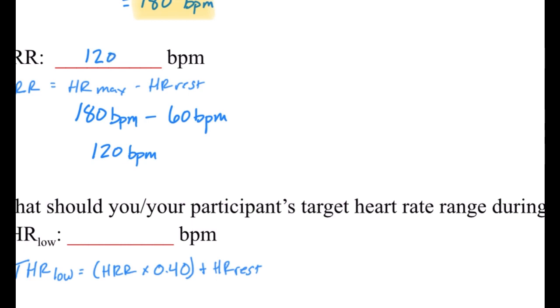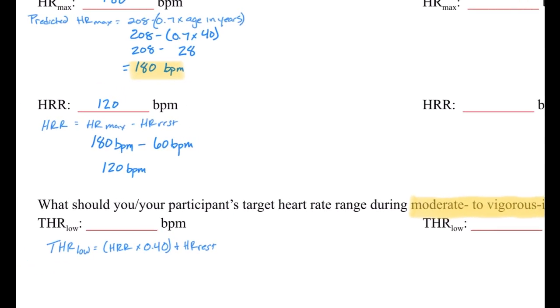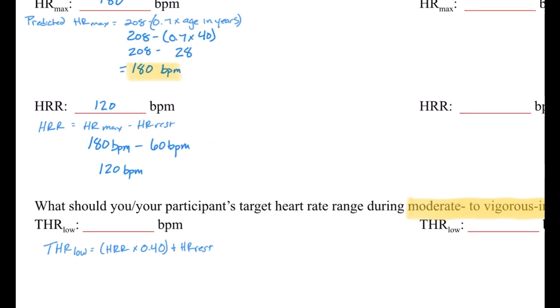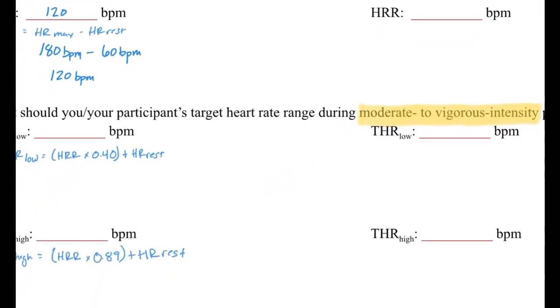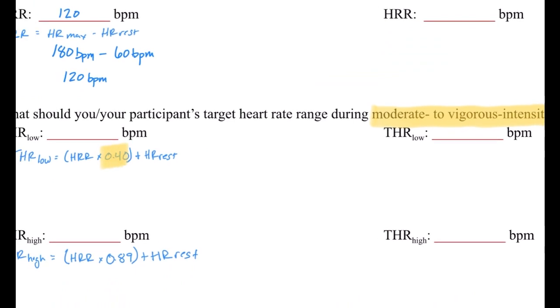All right, next up, this is where we're starting to calculate that target heart rate range, and we're going to start with the low end. Remember up here at the top, I said for moderate to vigorous intensity exercise, we're going to use the 40% value. And so I put that 40% value right here. So my equation is target heart rate low equals HRR times 0.4 plus my HR rest from above.